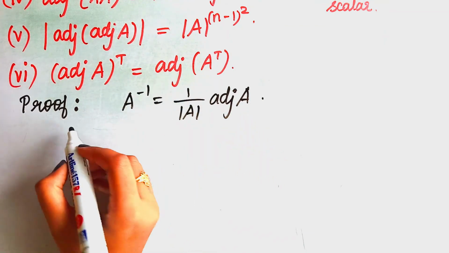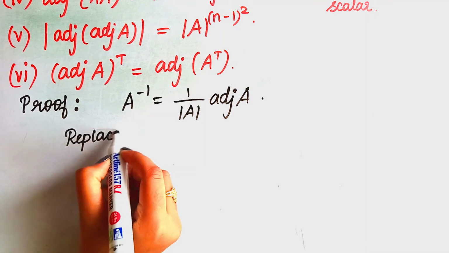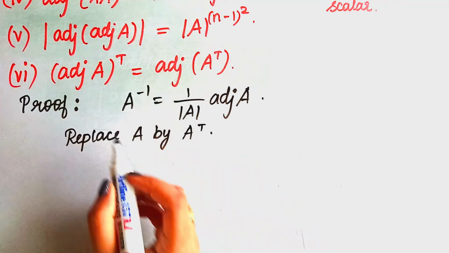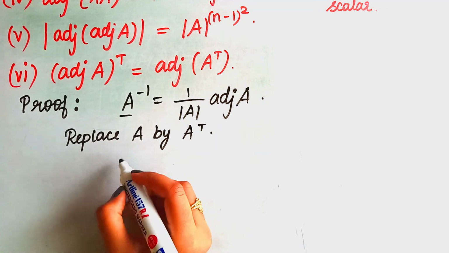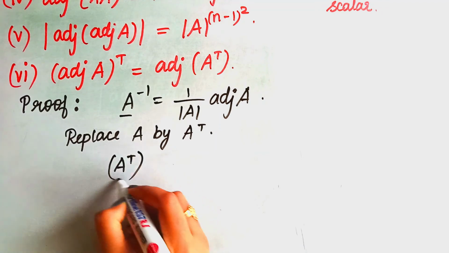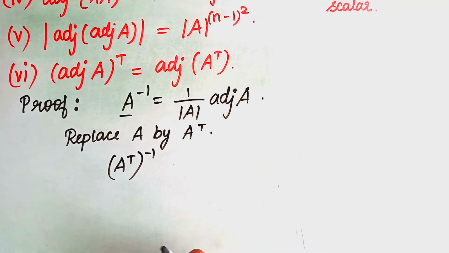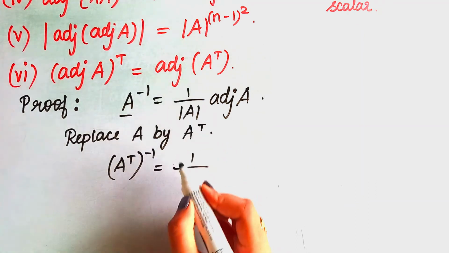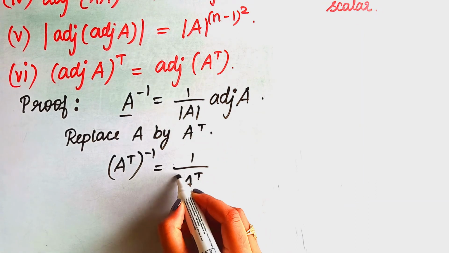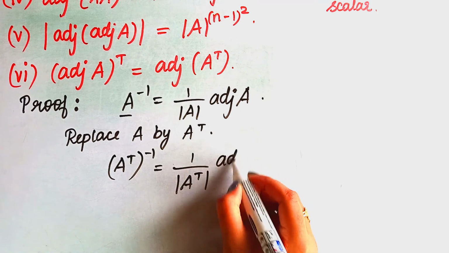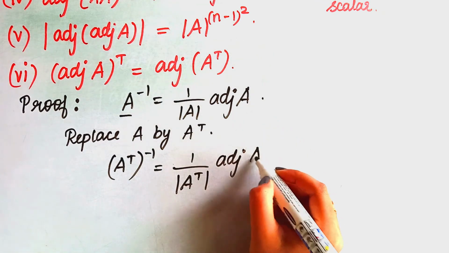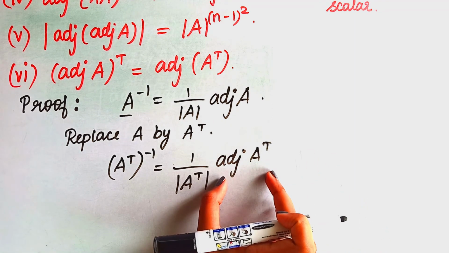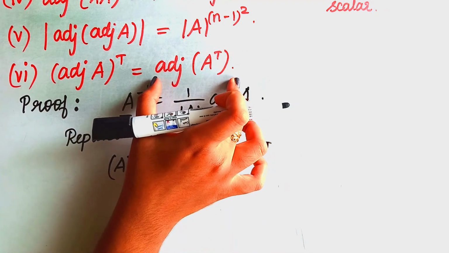So what we are going to do, we are going to replace A by A transpose. Okay, so if we replace it first, here there is an A. Instead of A, you are going to write A transpose here, and then there is an inverse, so we are going to put an inverse here. And then here 1 divided by determinant of A. So here there is another A. Instead of A, you are going to replace it as A transpose. And then adjoint of, here there is an A, and in the place of A, you are going to put A transpose. Okay, so here you can see that adjoint of A transpose, and here also you can see that adjoint of A transpose.